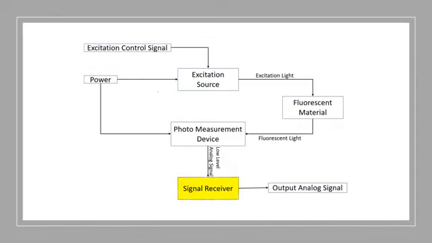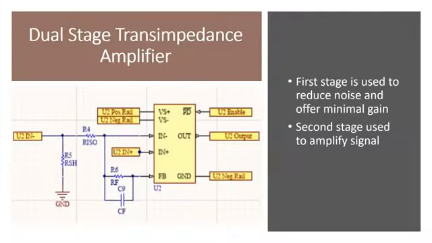And the signal receiver is very important because it takes that very low-level analog signal from the photo measurement device and allows us to transform it into a nice large output analog signal that students can interpret and verify the fluorescent lifetime with. So for our signal receiver, we use a dual-stage transimpedance amplifier. A transimpedance amplifier is just an amplifier that can convert current into voltage.